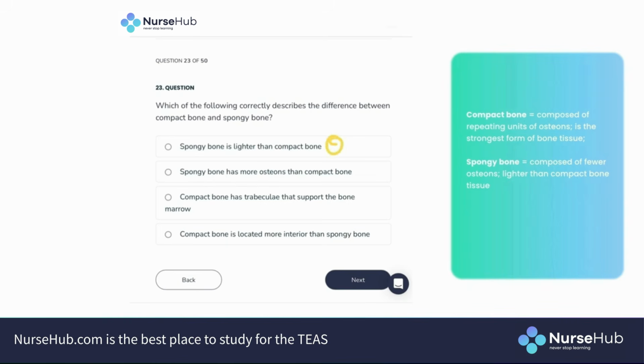Spongy bone has more osteons than compact bone. Well, my background knowledge already told me that compact bone actually has more osteons, right? So we can delete this one. Compact bone is trabeculate, has trabeculate that supports bone marrow. This doesn't really explain the difference between compact bone and spongy bone. And finally, compact bone is located more interior than spongy bone. Also incorrect, because spongy bone is not located on the exterior of compact bone, it's inside of it.